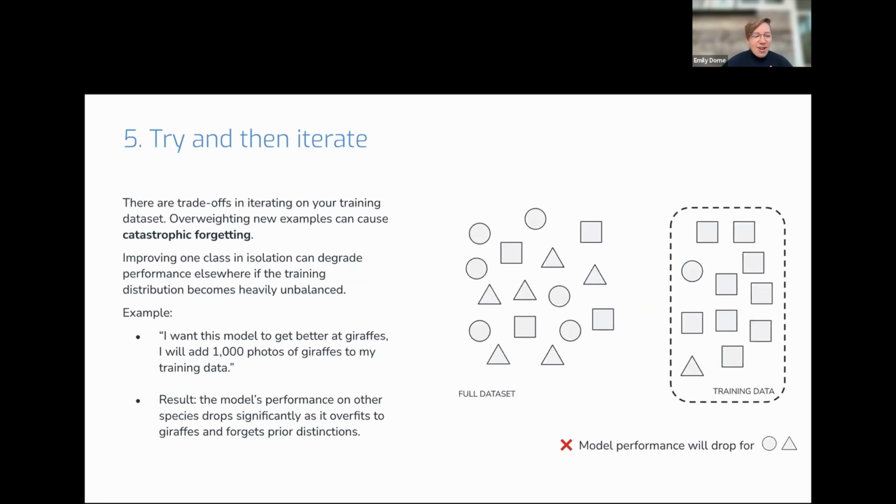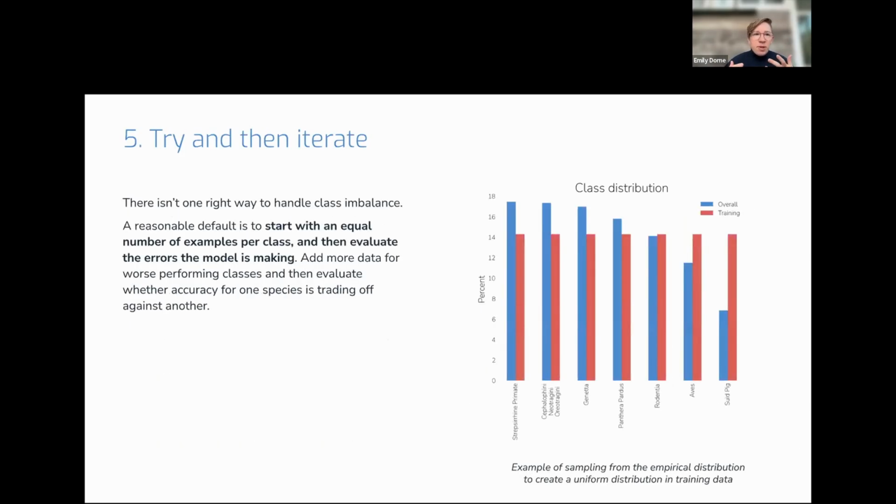That said, there are trade-offs in adding more data. If you improve one class in isolation, this can degrade performance on other classes if your data set becomes heavily imbalanced. If you say, I want my model to get better at giraffes, and you add 1,000 photos of giraffes, your model's performance is probably going to drop significantly, as it's going to overfit to those giraffes and forget those prior distinctions. That said, a uniform distribution is a reasonable place to start, and then see the type of errors that the model is making. You can add more data for worse performing classes and then evaluate whether accuracy for that one species is trading off against another.